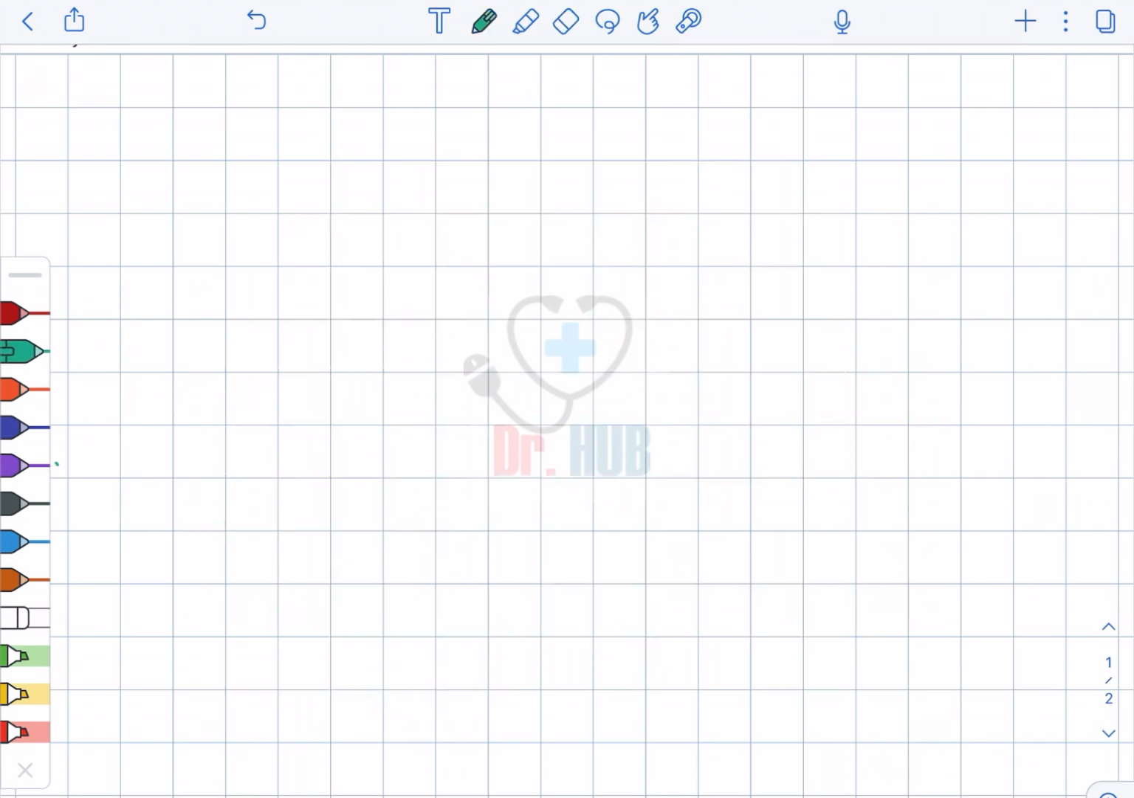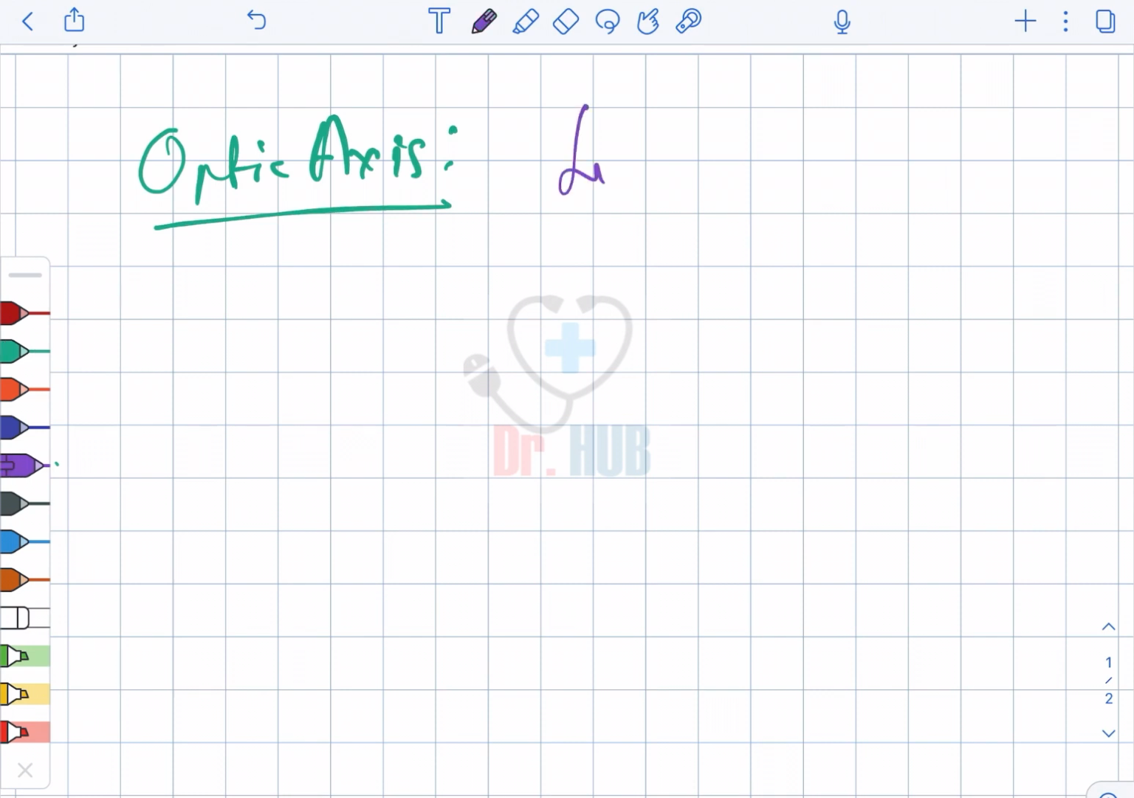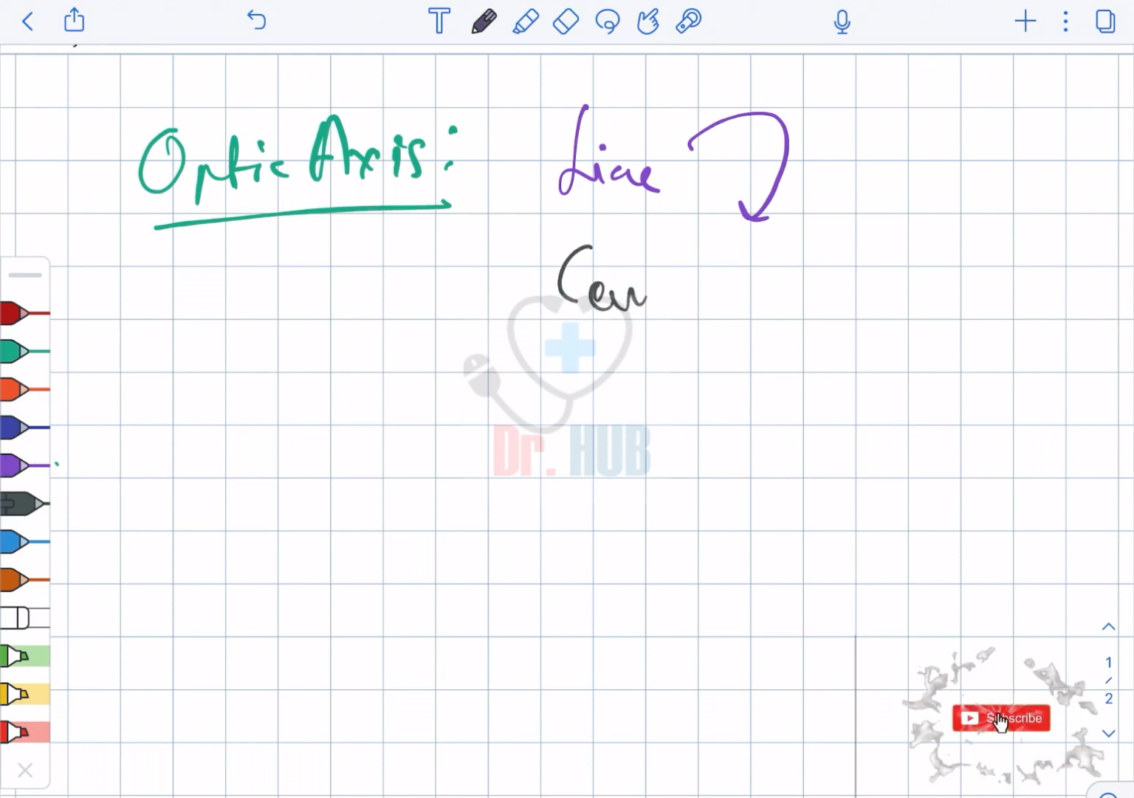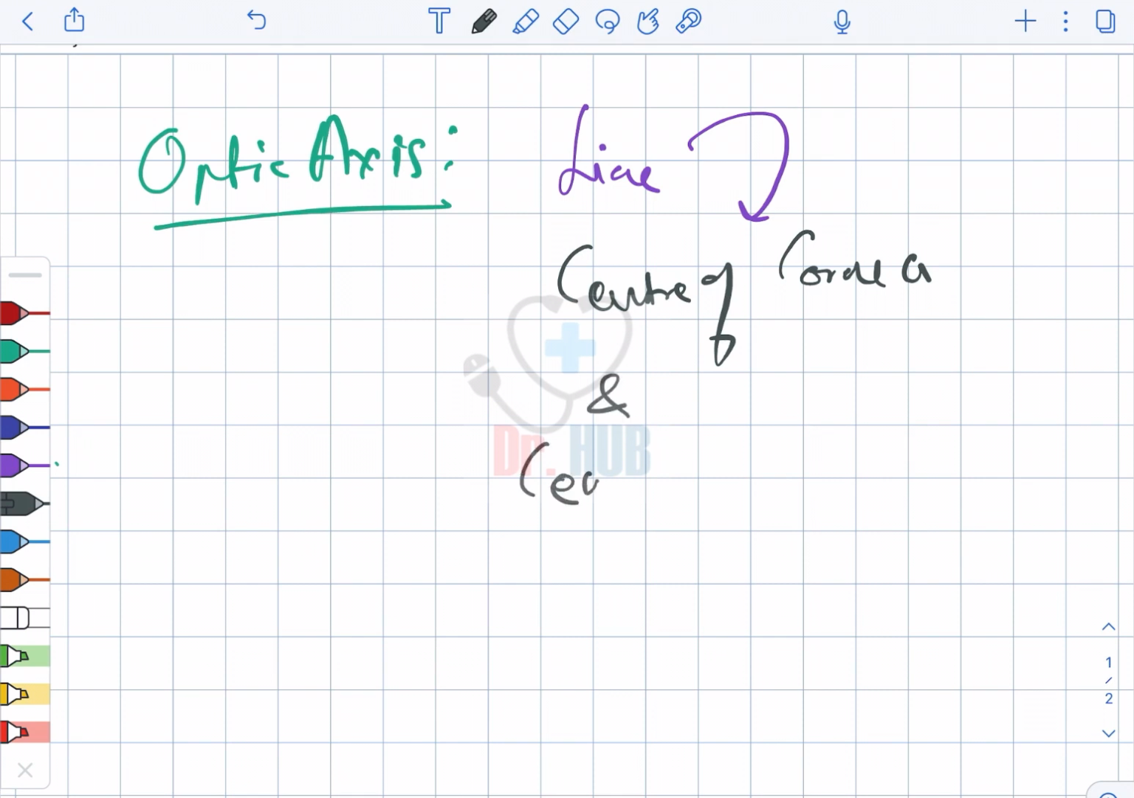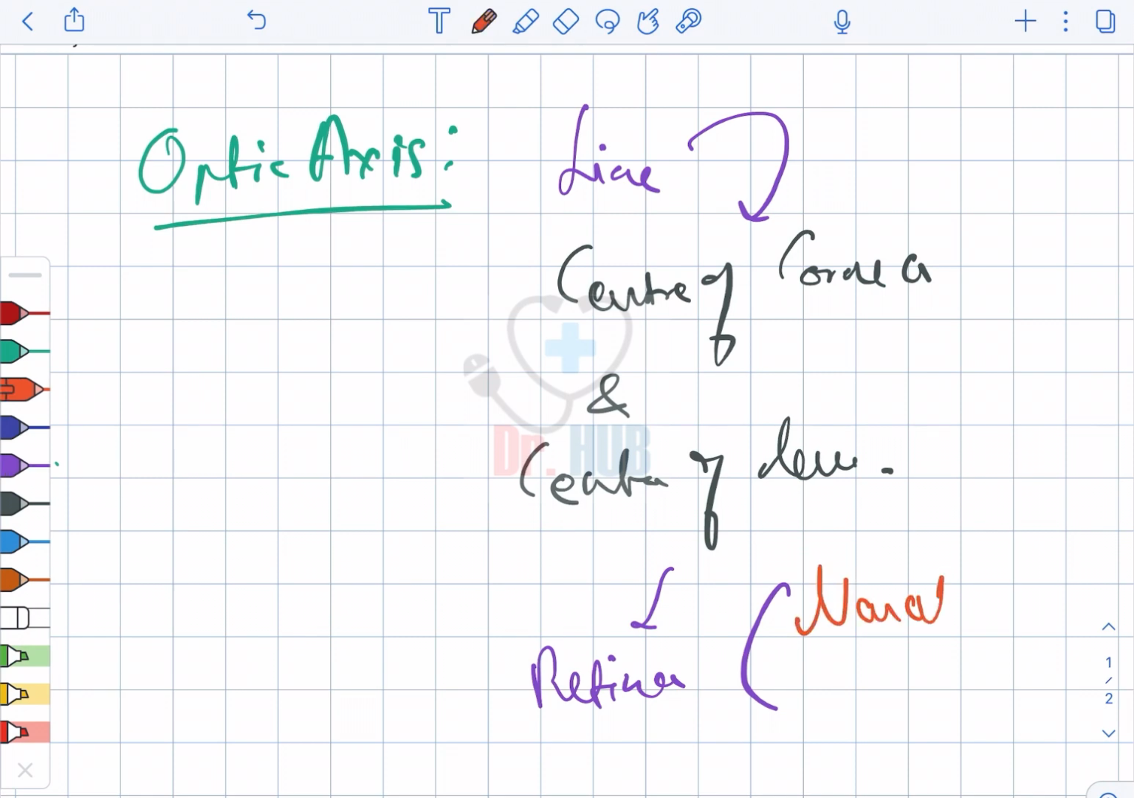In the case of the optic axis, it is nothing but a line. It passes through the center of the cornea and also the center of the lens. And then it meets the retina on the nasal side of the fovea.